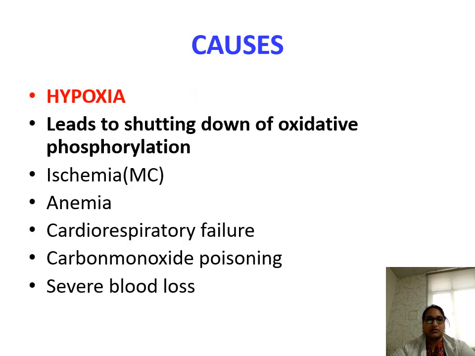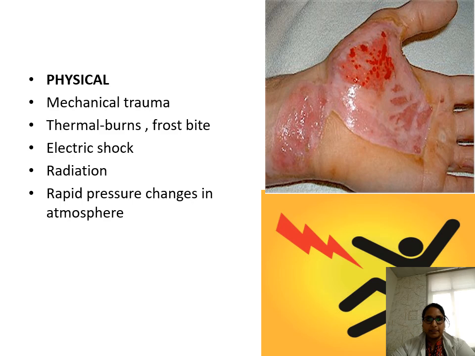So hypoxia, it's the most common cause. Among hypoxia, again, ischemia is the most common cause. Hypoxia leads to shutting down of oxidative phosphorylation, because the process of oxidative phosphorylation requires oxygen. So what are the causes for this hypoxia? It can be anemia or ischemia, or there is cardiorespiratory failure or carbon monoxide poisoning, or if there is any severe blood loss, there can be hypoxia.